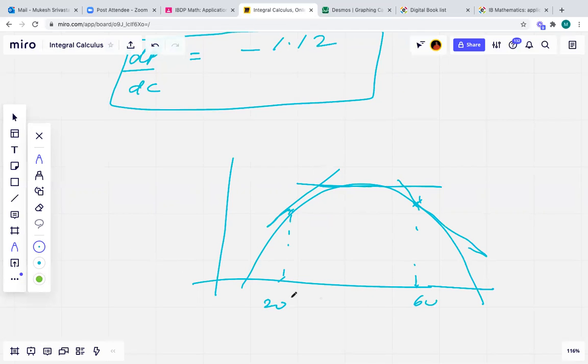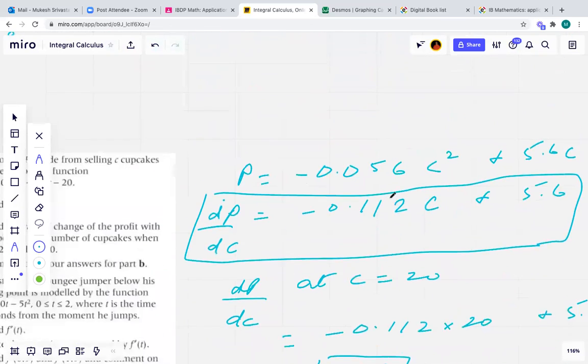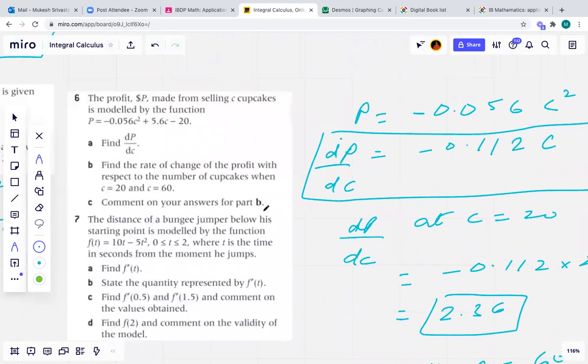Somewhere between 20 and 60, my profit is maximum. See, when my dP by dC is zero, it will be maximum. Here my rate of change of profit is positive, so my profit is increasing. That's the maximum. Now it starts decreasing. This is the meaning of commenting on your answer.